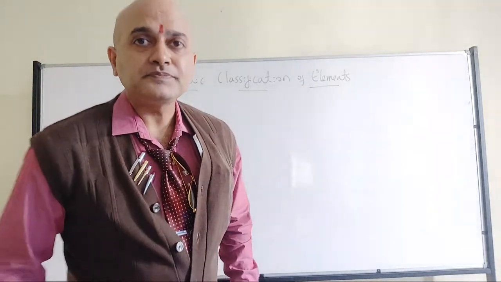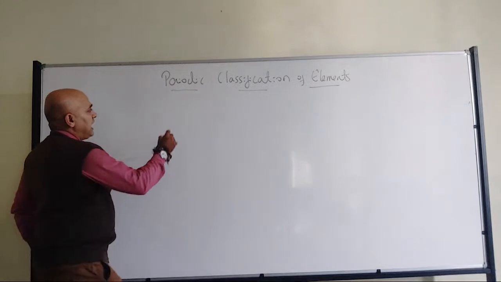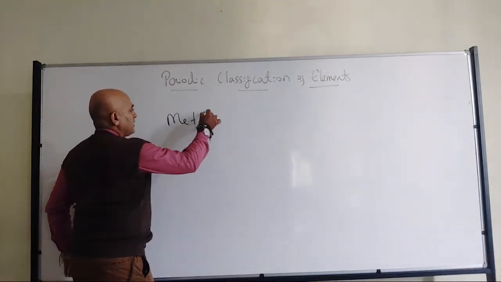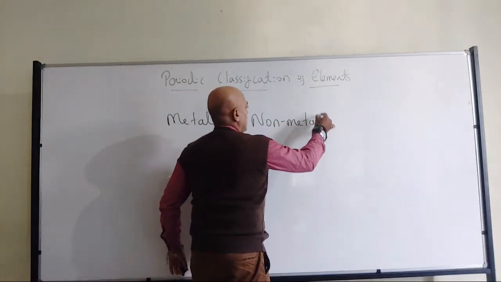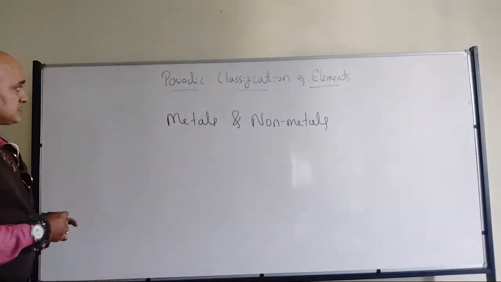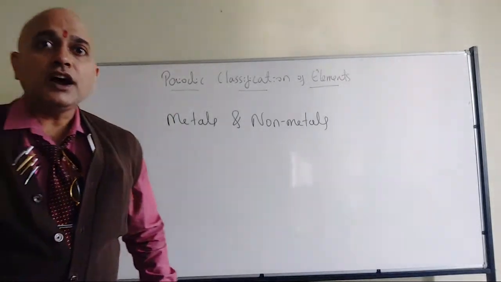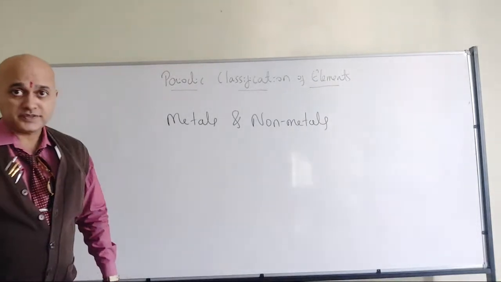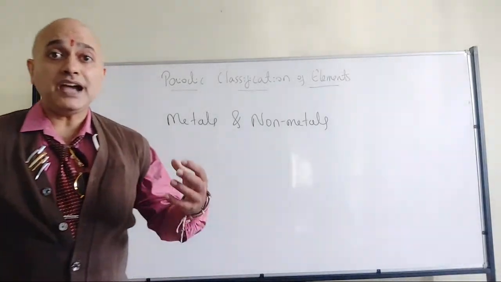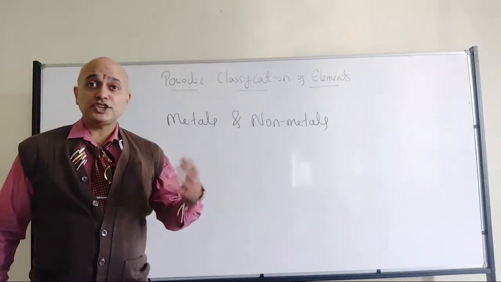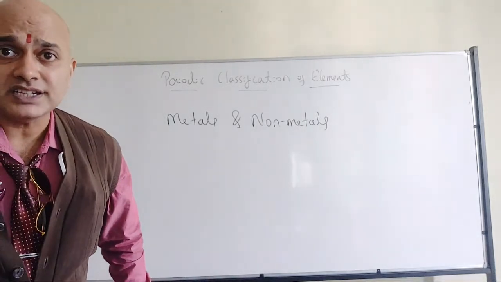Any doubts? Last 2 minutes. Don't worry, last 2 minutes. Now I have metals and non-metals. That's where we have the metals. In your high school you have studied that metals are those which have colors, which shine, which are malleable and ductile, everything you have studied.